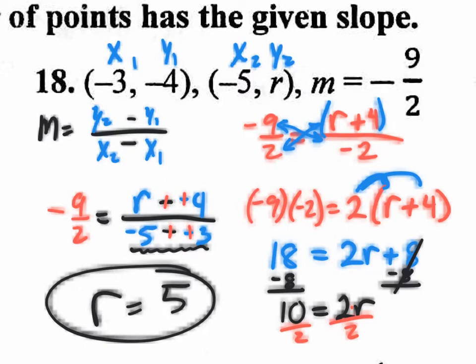Now again, that's not the slope. That's only the value of r. So if I plugged in a 5 right here and found the slope of these 2 points, or I graphed this point and that point, then drew my line through it, I would see from left to right I'd be going down 9 and over 2. So this is the missing value 5 for r that would give you this slope.